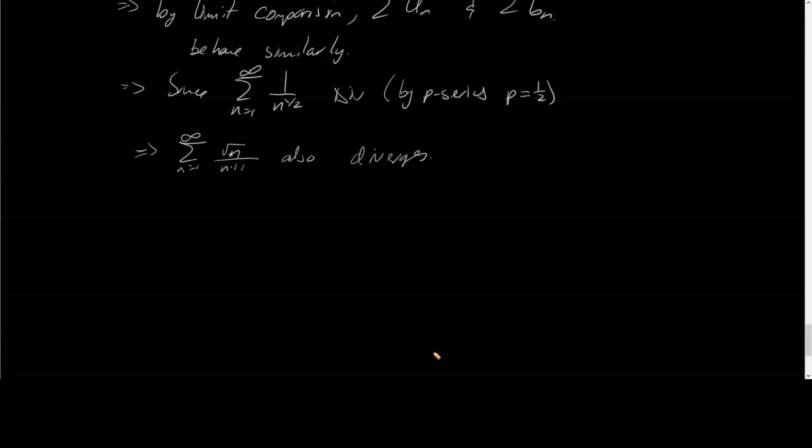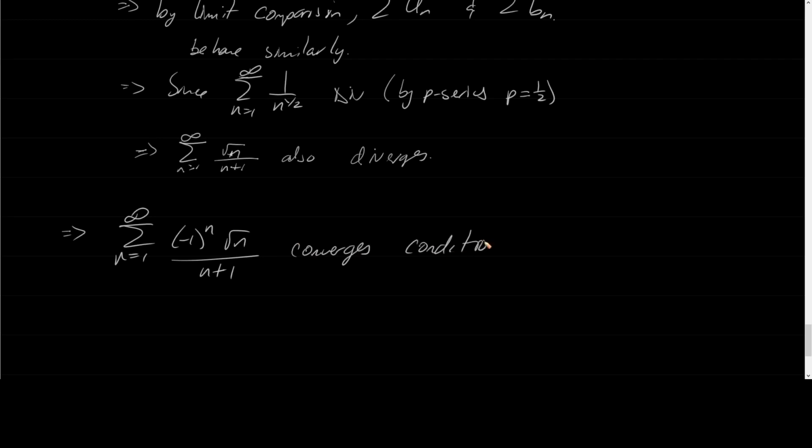So what we can say now overall, we got that the absolute value version diverged and the non-absolute value converged. So we can say that the series from n equals 1 to infinity of negative 1 to the n times the square root of n over n plus 1 converges conditionally. All right, cool. So now, that was example E.